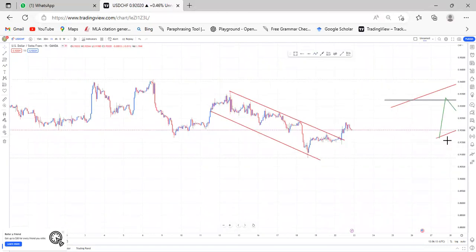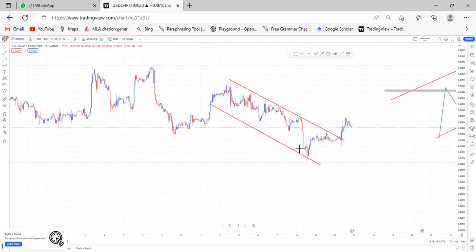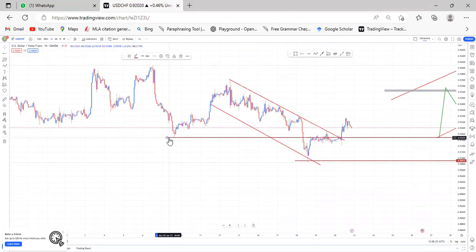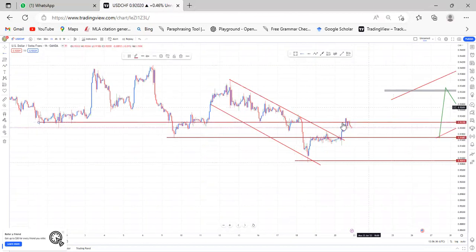So this is USD CHF on the 1 hour time frame. You can see this was the lowest low. And also from here, you can see this level was very, very important because the market rejected one time, two times, three times, four times, five times, several times. And also this other level.